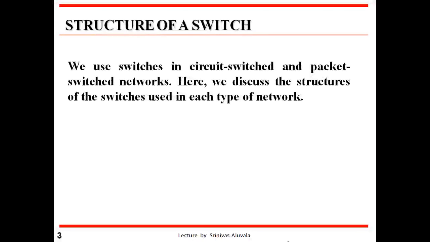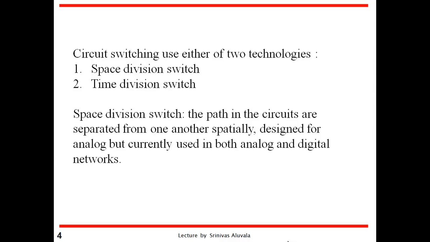Now coming to the structure of a switch. We know we use switches in circuit switch networks and packet switch networks. Here we discuss the structure of switches used in each type of network. Circuit switching uses either of two technologies: one is space division switching, the other is time division switching. In a space division switch, the paths in the circuits are separated from one another spatially. It was designed for analog but is currently used in both analog and digital networks.